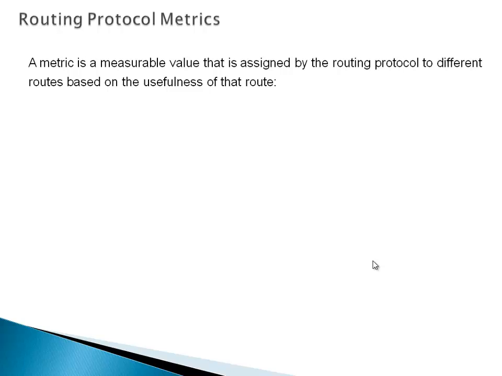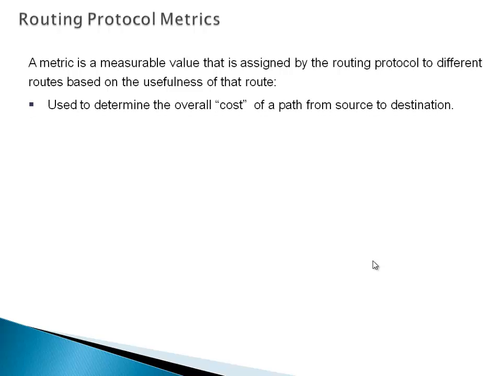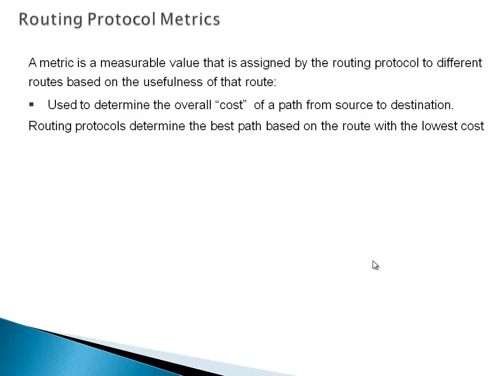Routing protocol metrics. A metric is a measurable value that is assigned by a routing protocol to different routes based on the usefulness of that route. It is used to determine the overall cost of a path from source to destination. Routing protocols determine the best path based on the route with the lowest cost. Lowest cost is better. RIP, Routing Information Protocol, uses hop count.